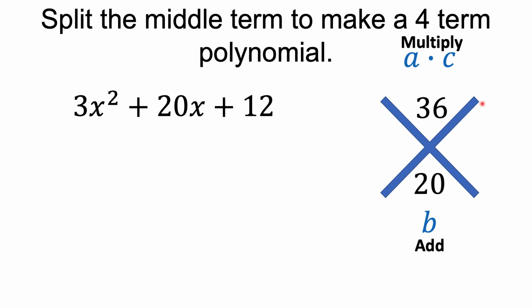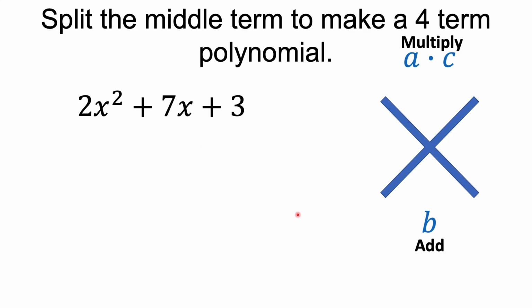And again, this x is just helping you organize your thoughts. You don't have to write it. You just have to know in your head that it has to multiply to be 36 and add up to be 20. Okay. Now, if you go through the factors of 36, you get 1 and 36, 2 and 18. Turns out 2 and 18 make that 20, so you can stop at 2 and 18.